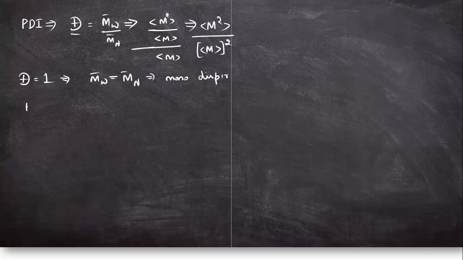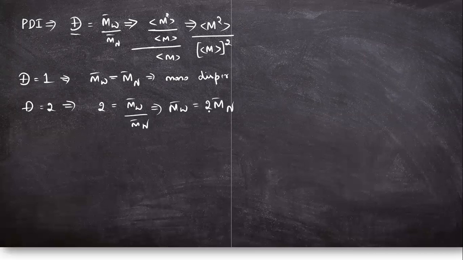And for a bidispersive system, polydispersity index will be equal to 2. At that time, 2 is equal to weight average molecular mass divided by number average molecular mass. So weight average molecular mass will be equal to 2 times the number average molecular mass, right? And so on, like D equals 3, D equals 4. For tridispersive system, tetradispersive system, it goes on continuously. So this much we have studied in the previous class.